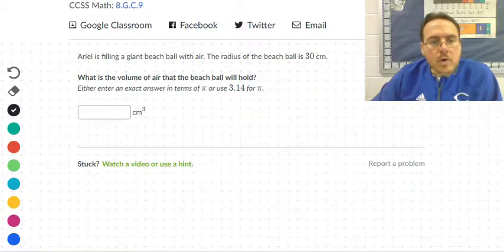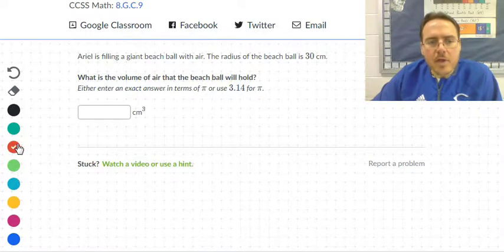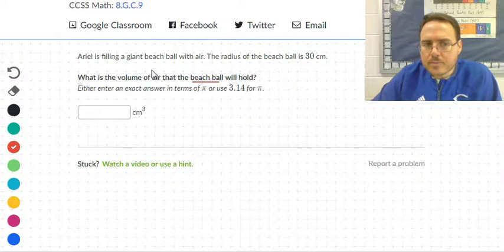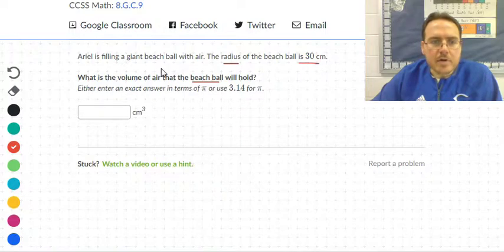So this one, as I'm reading it, I guess it's just hoping that you know that a beach ball is a sphere. Ariel is filling a giant beach ball with air. The radius of the ball is 30 centimeters. What is the volume of air that the ball will hold in terms of pi?